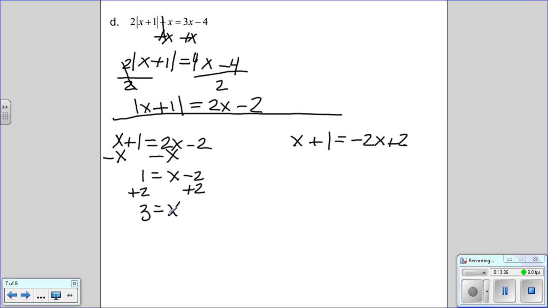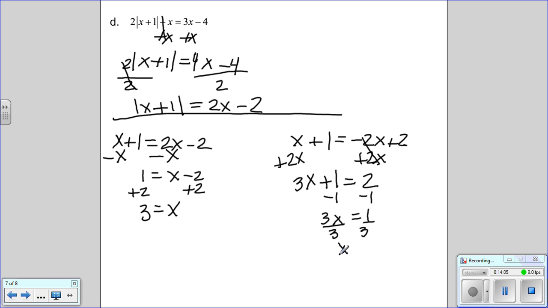Over in case 2, I'm solving again for x. I'm going to start by adding 2x. Anytime I've got a negative here, it's always easiest to add on both sides. X plus 2x is 3x. So 3x plus 1 equals, these cancel out and I just have 2. Now I'm going to subtract 1 on both sides. 3x equals 1. Divide both sides by 3. And we get x equals 1/3.